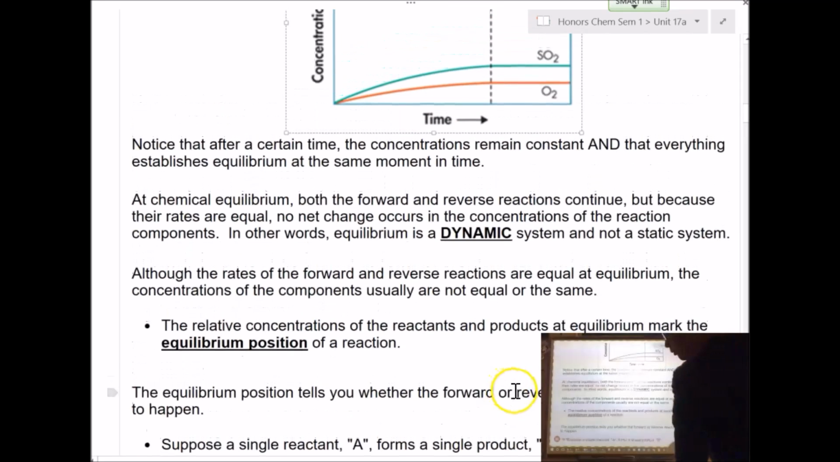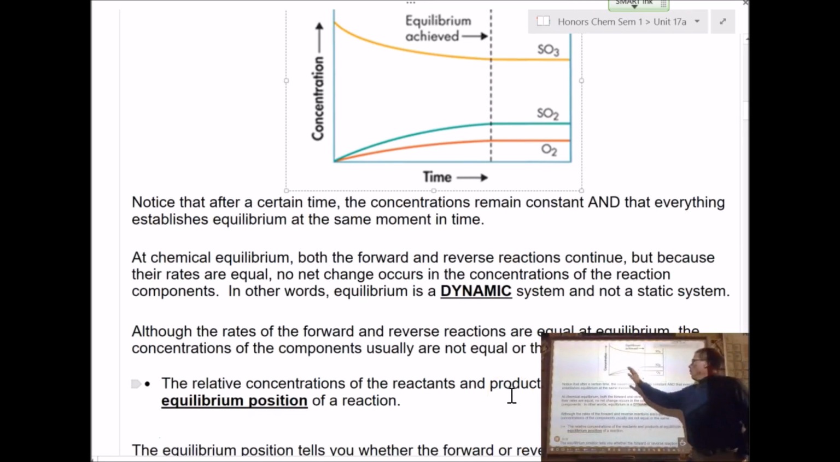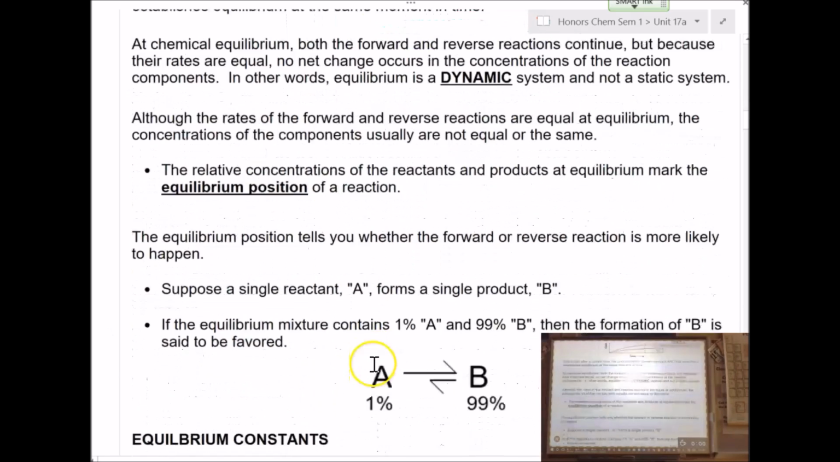Let's see here. Equilibrium position, that's where I was at. So when we talk about equilibrium position, it's just where are these reactants at the point of equilibrium. And we're going to actually plug those values in here in a moment. And we can find out our equilibrium constant based on its position.